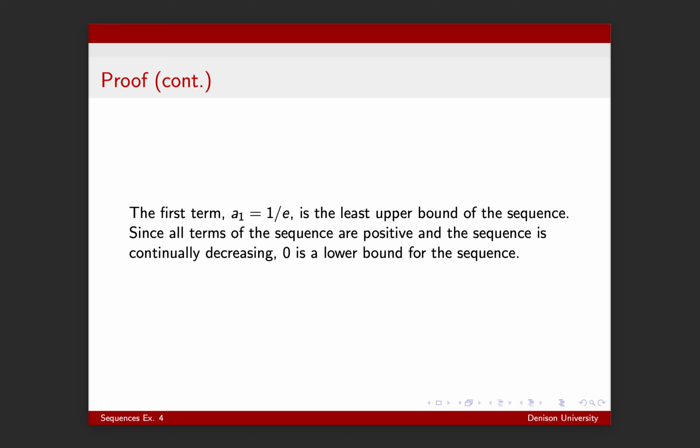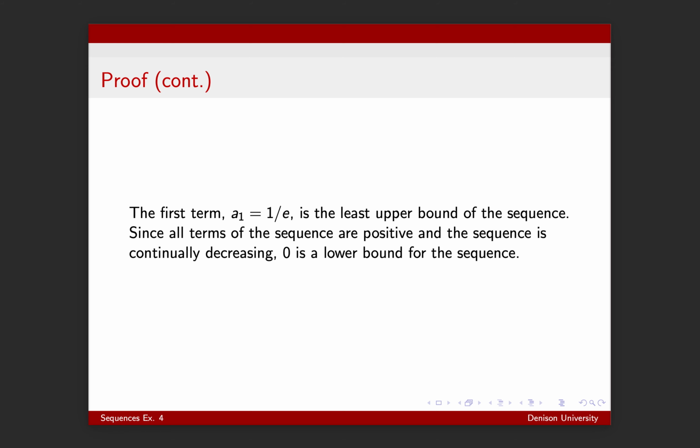So first we're going to look at the upper bound of the sequence. Since it's decreasing for n greater than 1, the first term, a sub 1, is going to be the least upper bound of the sequence. So that's going to be a sub 1 equals 1 over e.